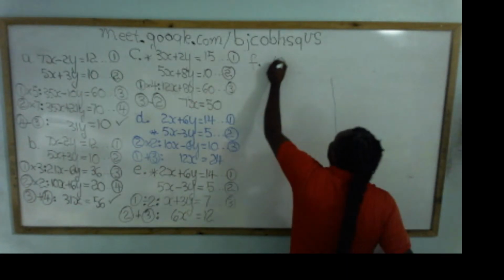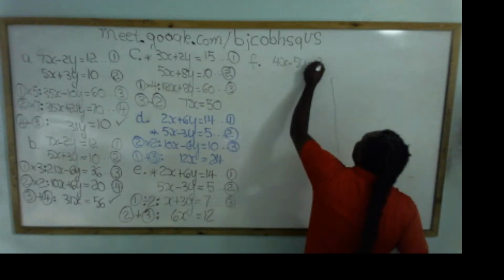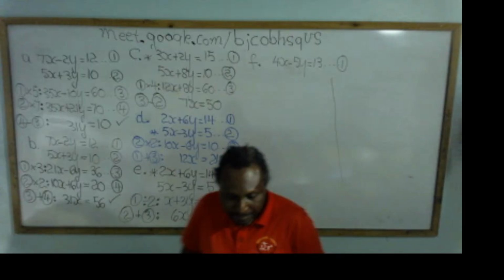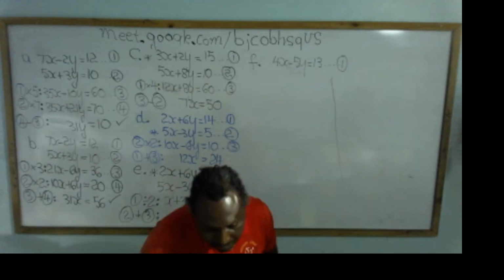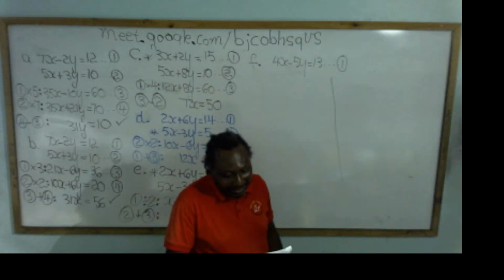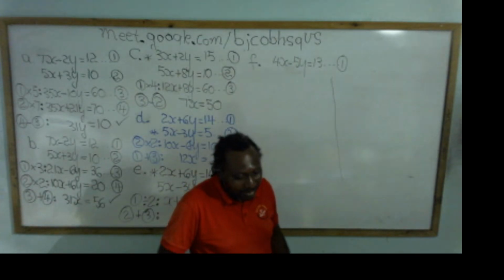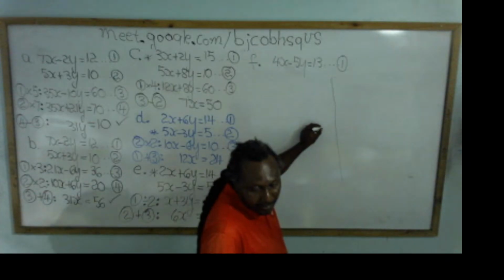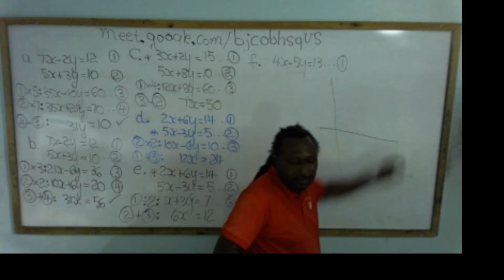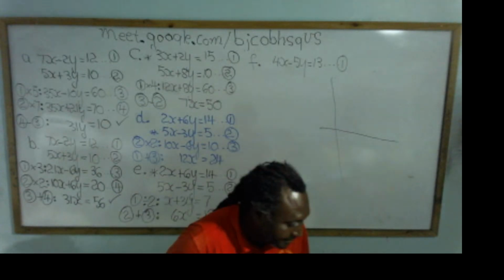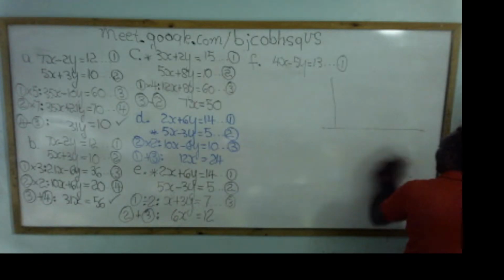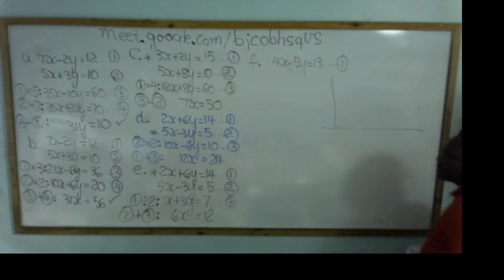4x minus 5y is equal to 13, and that is equation 1. So let me see if we can see that one on the screen. Maybe I do not have 100 left, so I think that I'll put it down here. So let us take a look at that one.